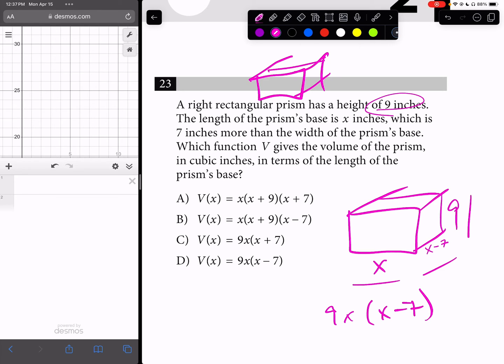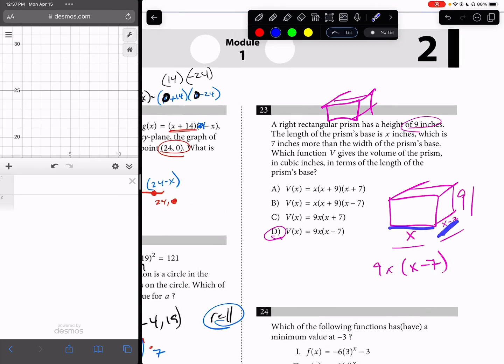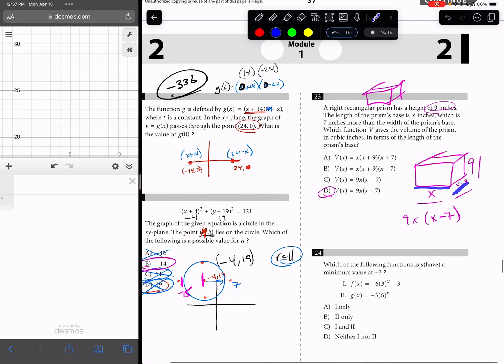I'm just going to make sure really quick. I think it's probably D. So if the length is x, that length is 7 more than the width. If that's 7 more than the width, I need to subtract 7 from that to get the width. Interesting. Okay, I think I'm happy with that. Maybe I'll come back to that at the end, but I'm pretty confident.